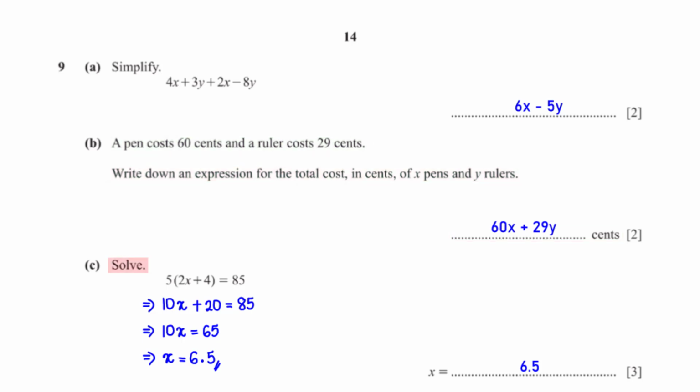Solve. 5 times 2x plus 4 equals 85. When we expand the brackets, 5 times 2x is 10x. 5 times 4 is 20. When we subtract 20 from both sides, we get 10x equals 65. And when we divide both sides by 10, we get x equals 6.5.